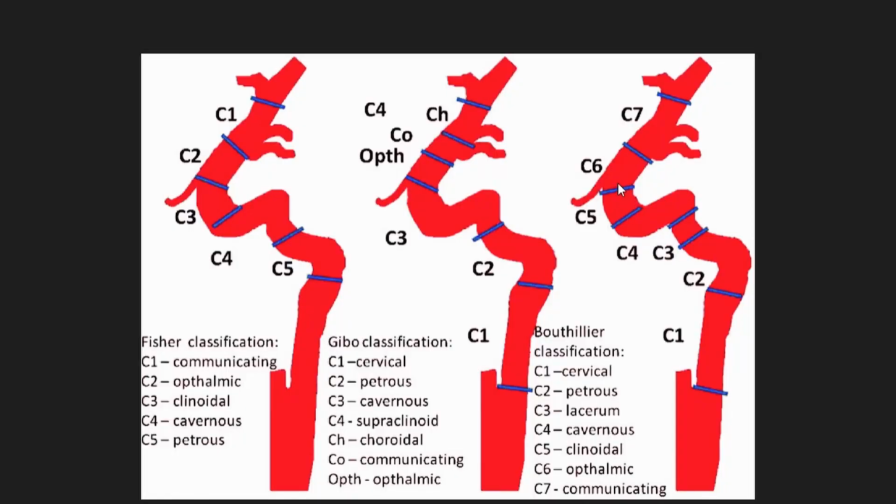And after that, we have the ophthalmic segment. It is obviously called so because of the ophthalmic artery which originates from the anterior part of it. And after that, we have the communicating segment, also called the bifurcating segment. So this is the terminal part. It's called the communicating segment because of the posterior communicating artery. So now, once you know about this classification, let's have a look at this scan.